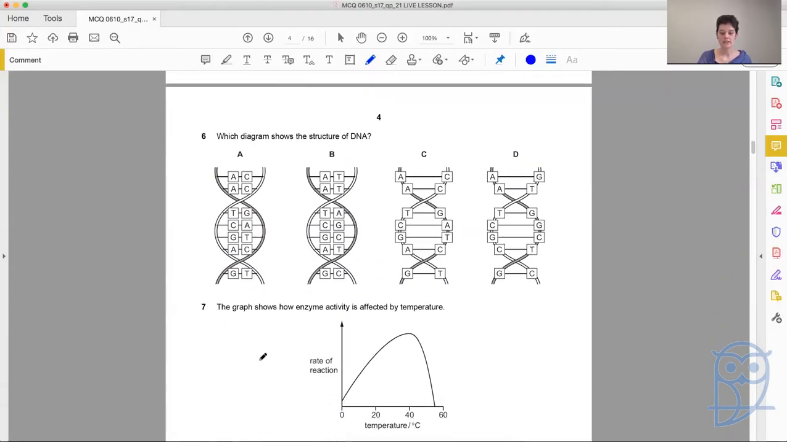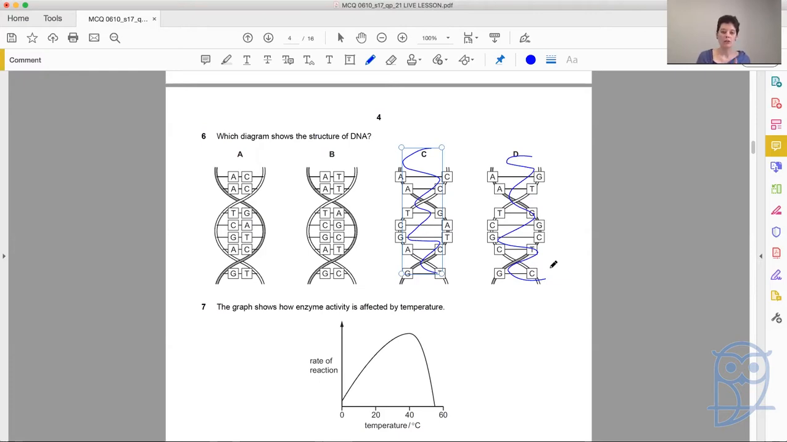Question 6. Which diagram shows the structure of DNA? Well, when we look at those, we can straight away cross out C and D, because we know the bases are in the middle. We're not stuck on the outside. C and D just look far too odd. Okay, so bases in the middle. How do we say which one between A and B is the DNA?